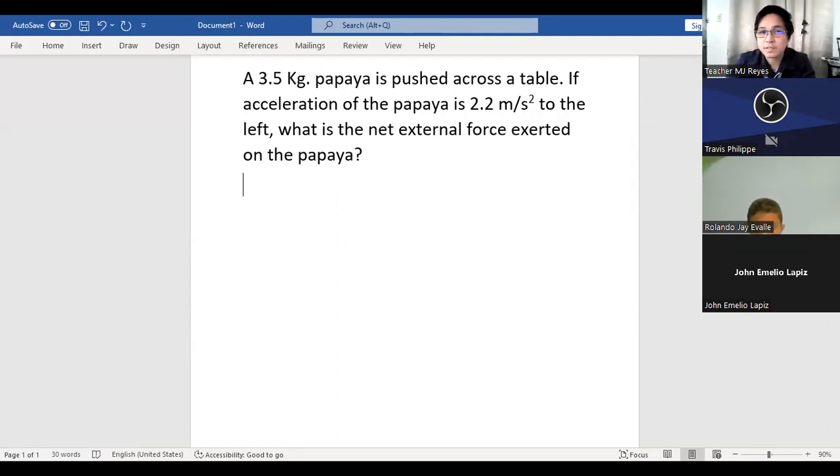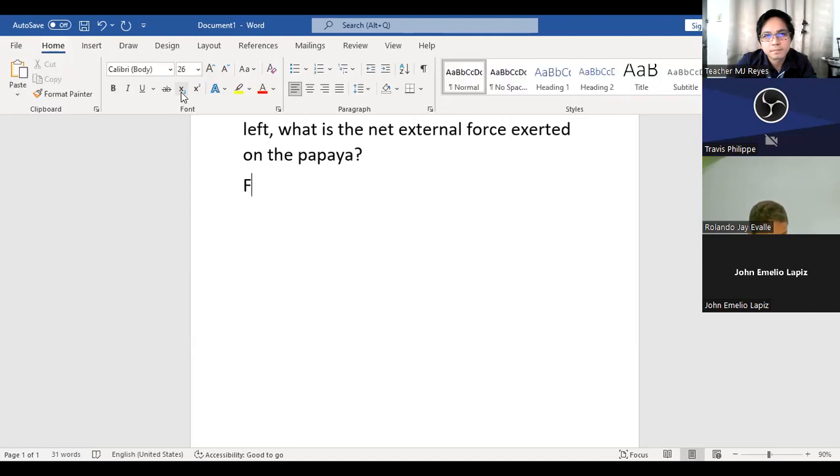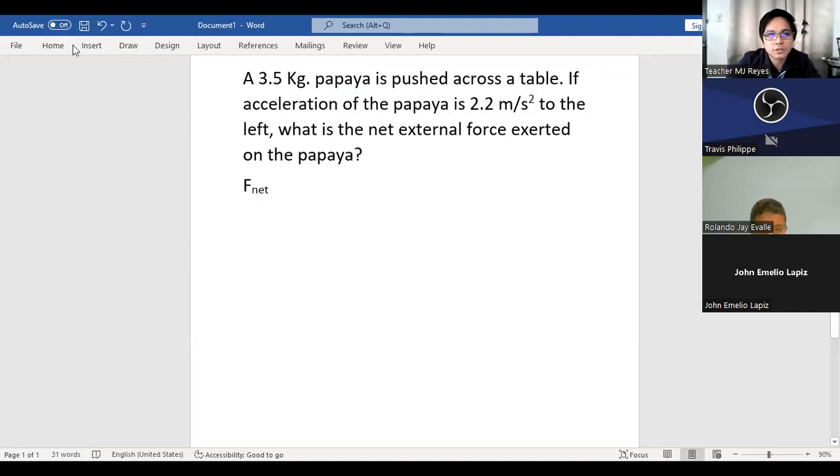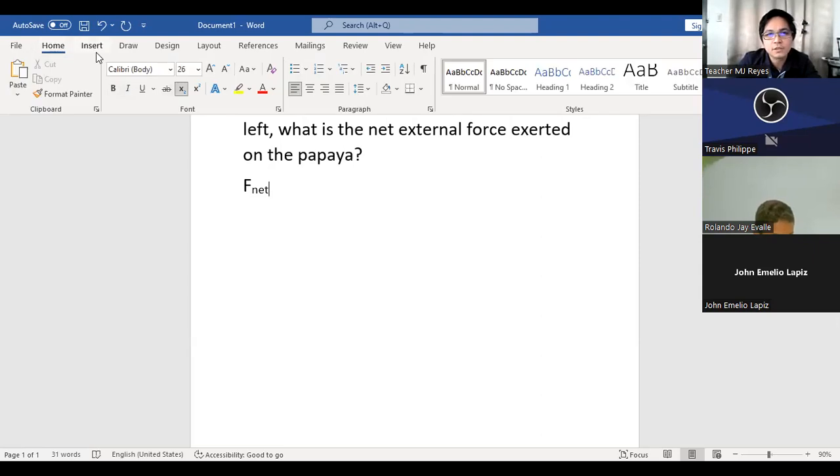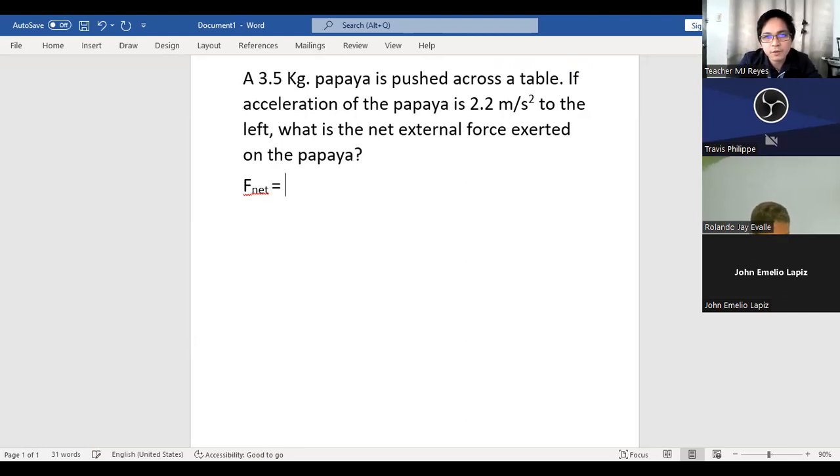3.5 kilogram. That's the mass. Okay, and the acceleration is 2.2 meters per second squared. So again, the problem there is the net external force. So how can we calculate again the net external force? What's the formula? The F net, the net external force. I forgot what it looks like. Check on your notes. We had a discussion last meeting with this. What is the formula of the net external force?